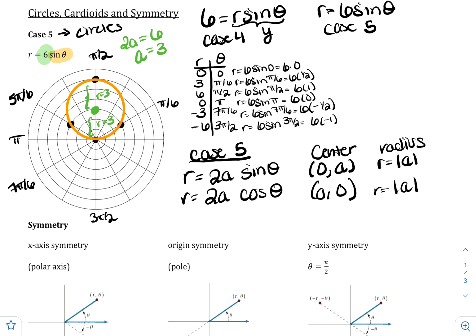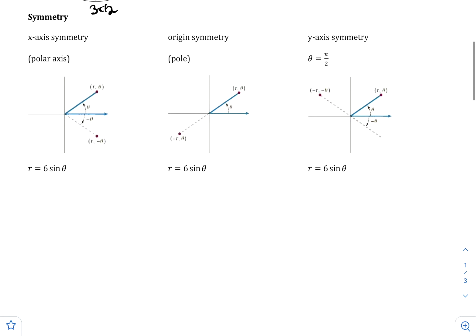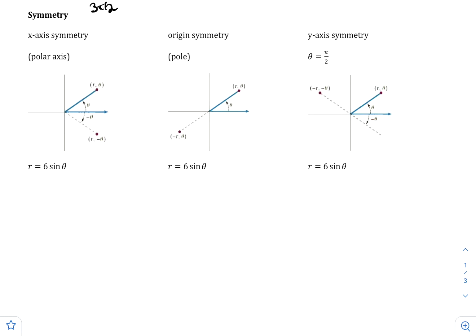So we have 3 different symmetries that we talk about when we discuss polar points. We have x-axis symmetry, which is the polar axis. We have origin symmetry, which is the pole. And we have y-axis symmetry, which is the angle theta equals pi over 2. And in each of them, I'm going to use the example I just graphed, which is 6 sine theta. I already told you it had y-axis symmetry, and now I'm going to show you why that's true.